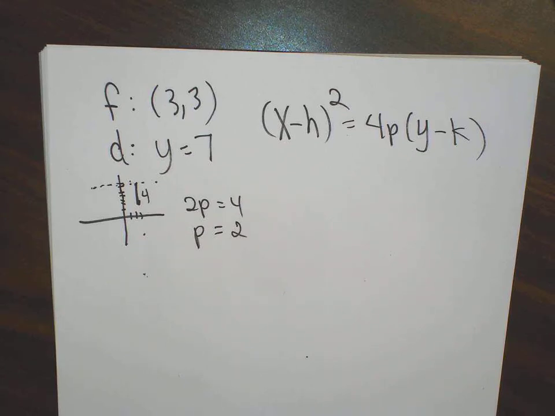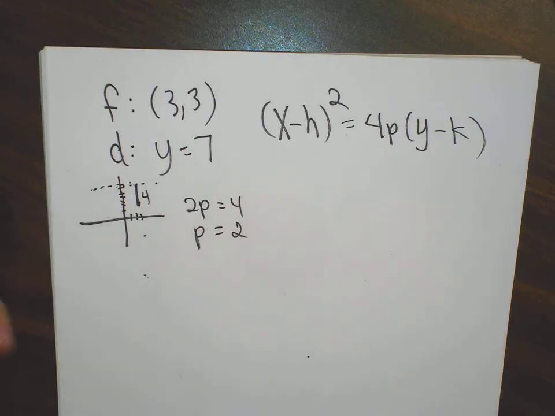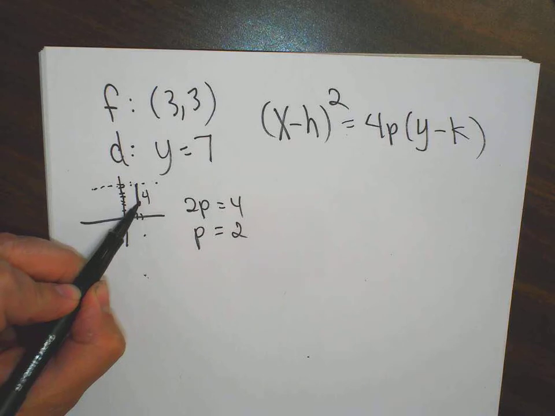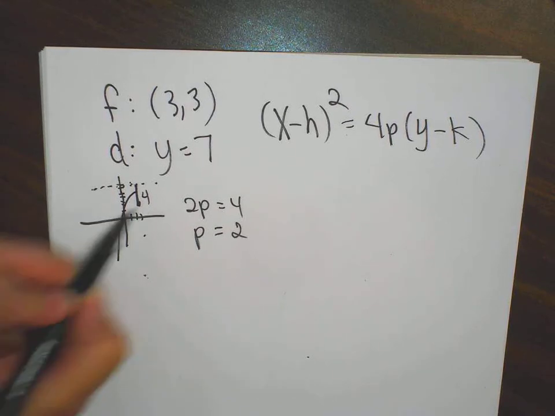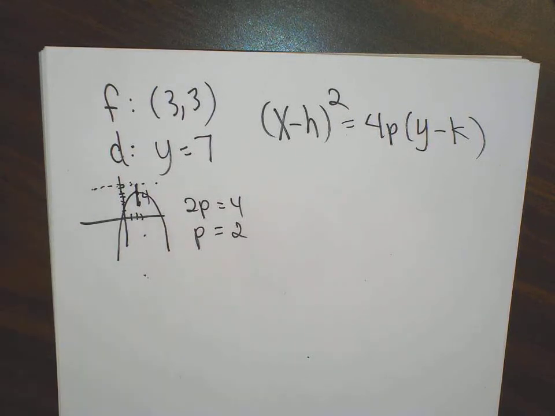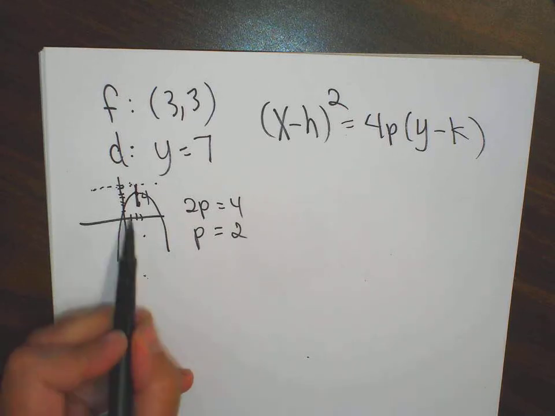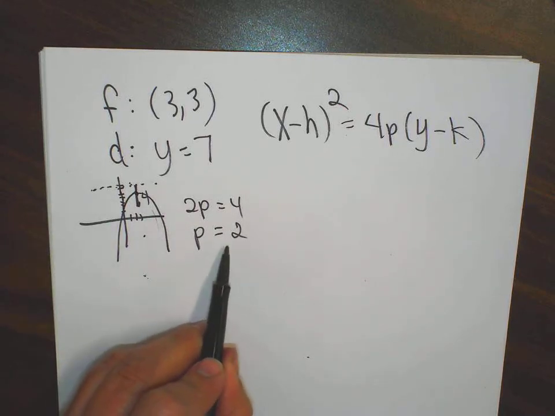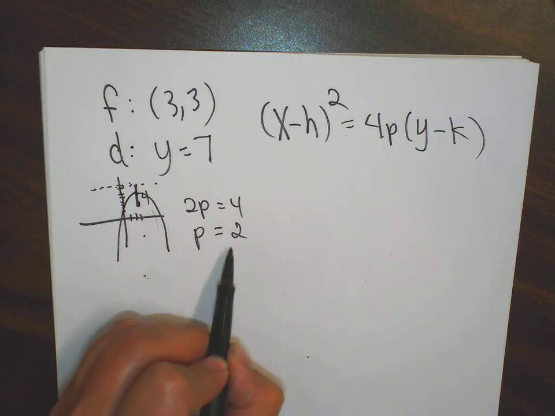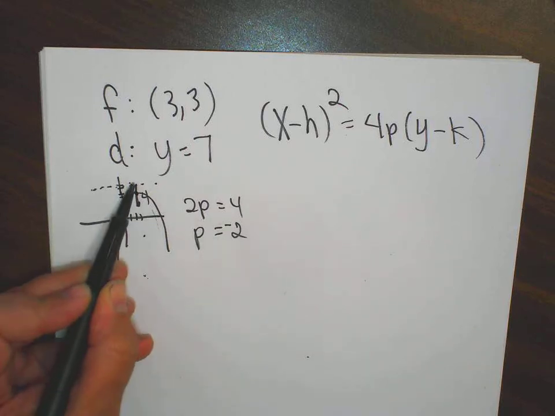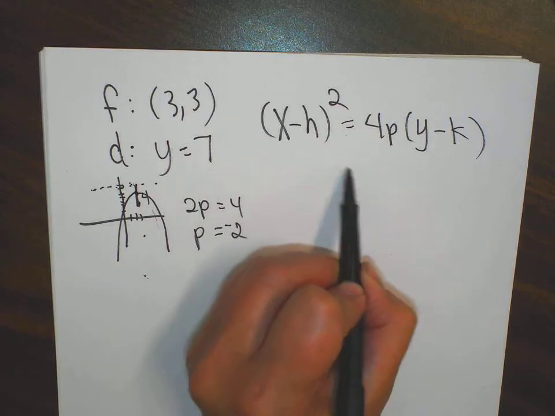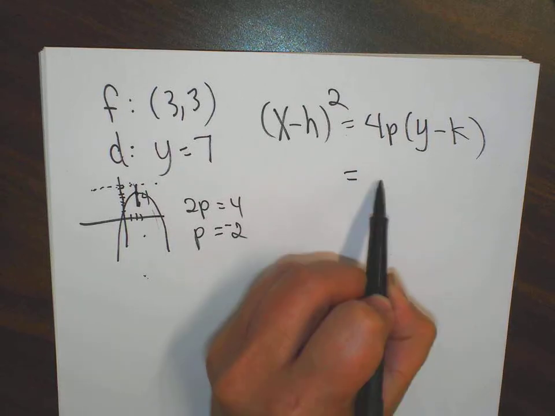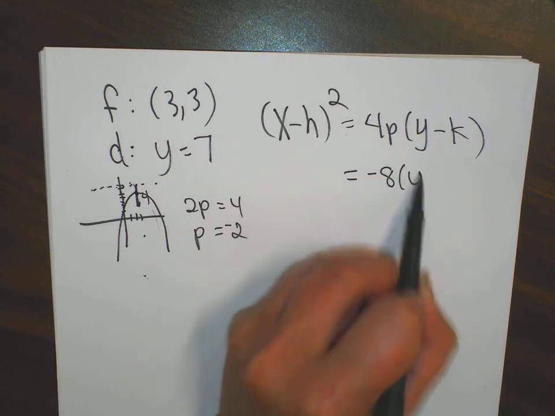Wouldn't P be -2? So the question is, wouldn't P be -2? If this is my focus and that's my directrix, then my vertex is going to have to be here. So when we plug it in, it will have to be a -2. Good, because it indicates direction as well. This is just the length. And we need it to be negative because this is concave down. So this would be 4 times -2, which is -8.